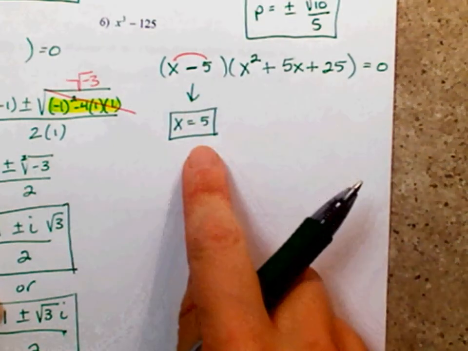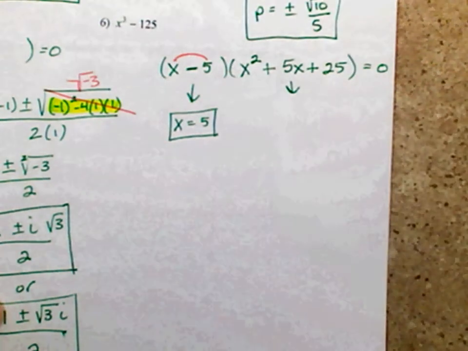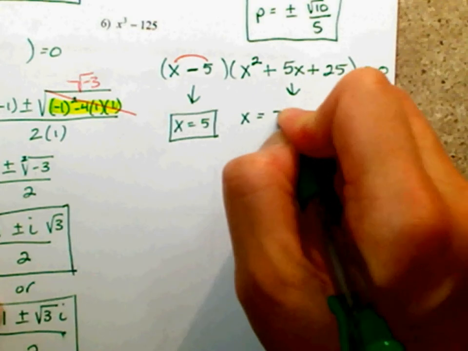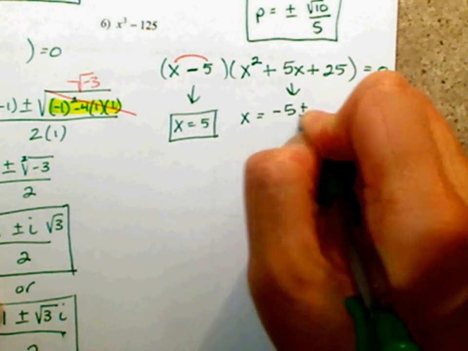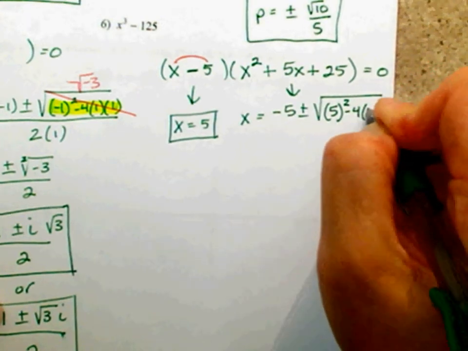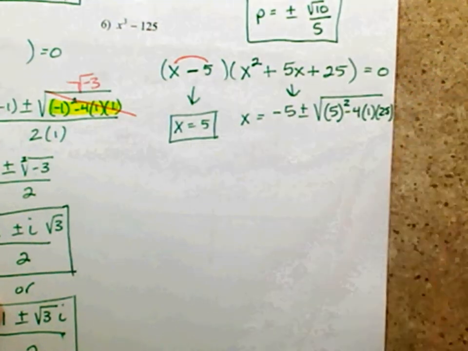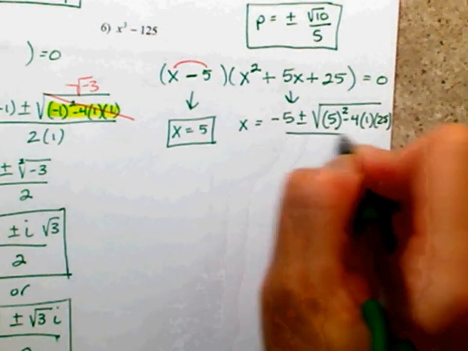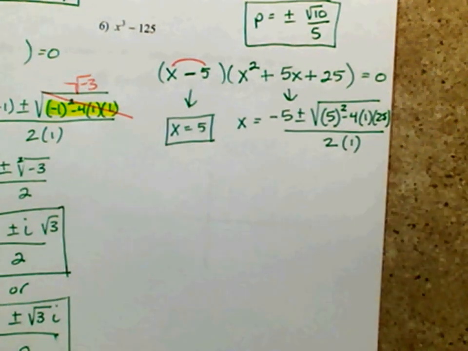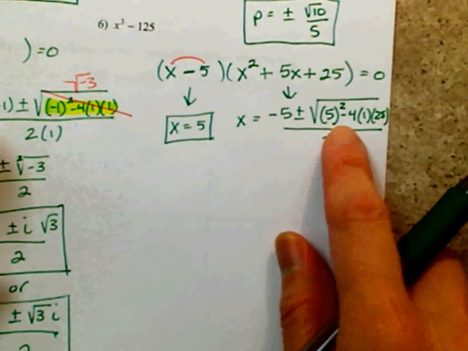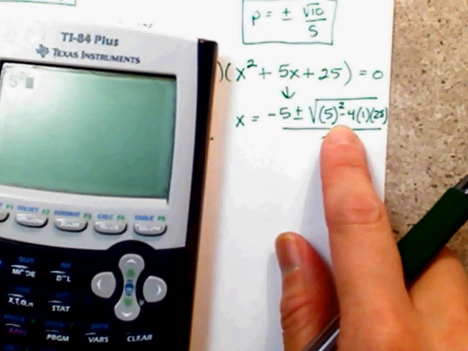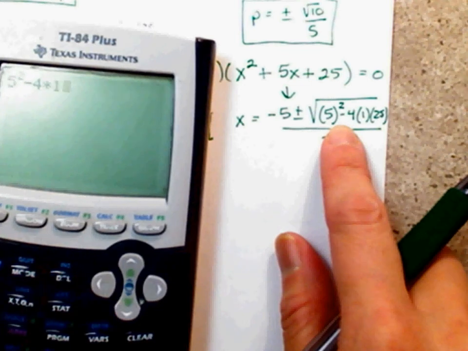Okay? Take this one. I'm going to use the quadratic again. So here we go. X equals negative b, which is 5, plus or minus square root 5 squared minus 4 times 1 times 25. All of that divided by 2 times a, which is 1. All right. Do this part in your calculator first. Here we go. Okay? So you have 5 squared minus 4 times 1 times 25. And you get negative 75.